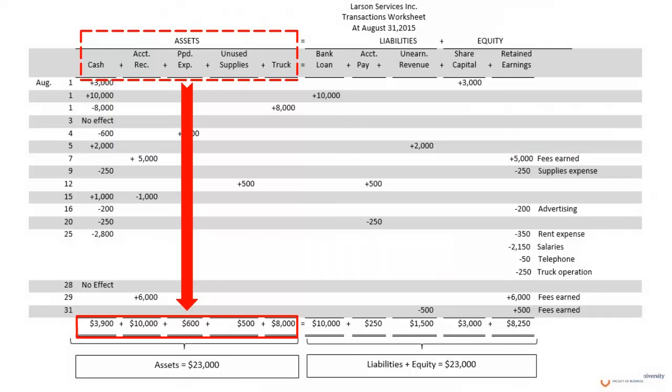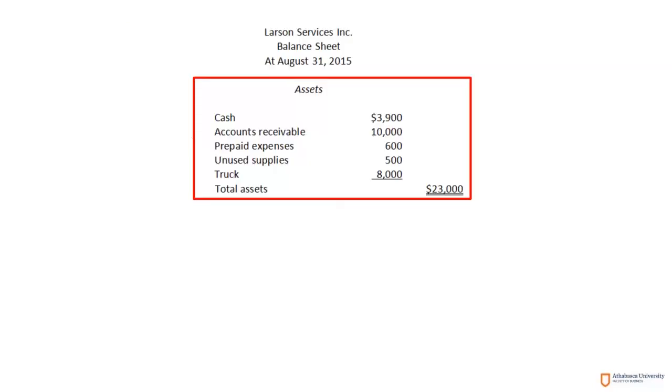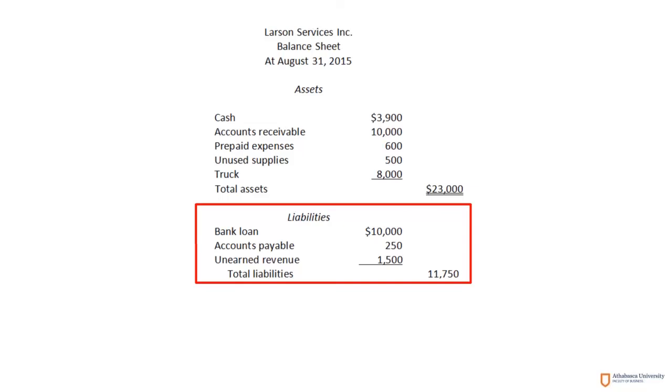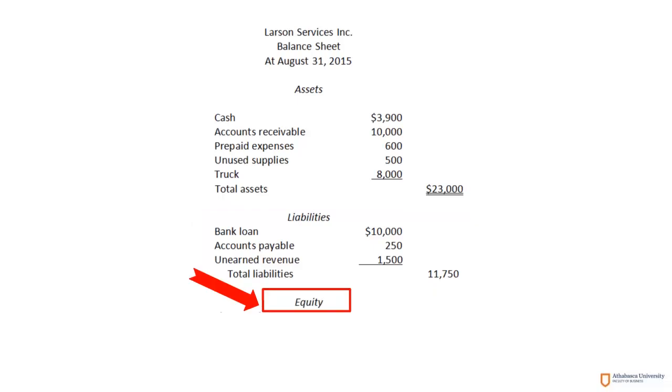The Transactions Worksheet shows 5 assets: cash, accounts receivable, prepaid expenses, unused supplies, and truck. We report the balances for each of these assets on the balance sheet in the asset section to give us total assets of $23,000. Next, we transfer the 3 liabilities: bank loan, accounts payable, and unearned revenue, and their respective balances to the liabilities section of the balance sheet. Total liabilities are $11,750.